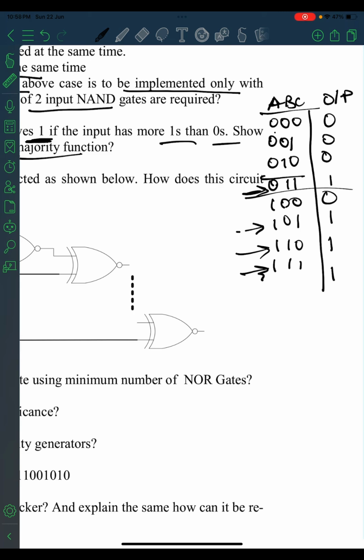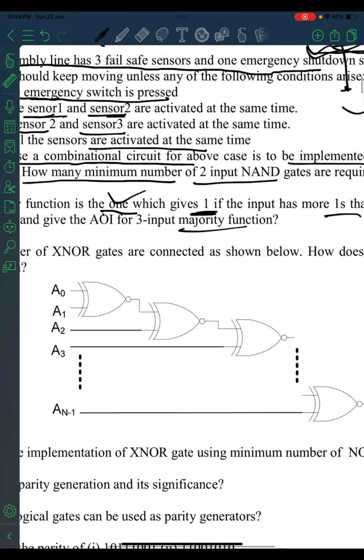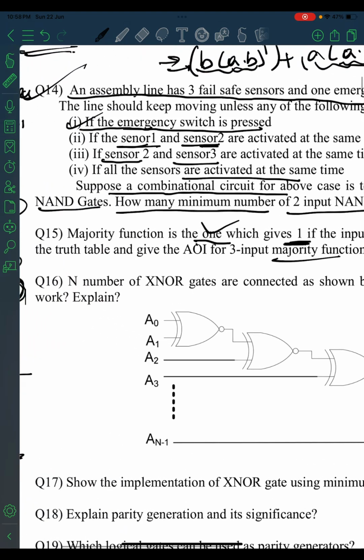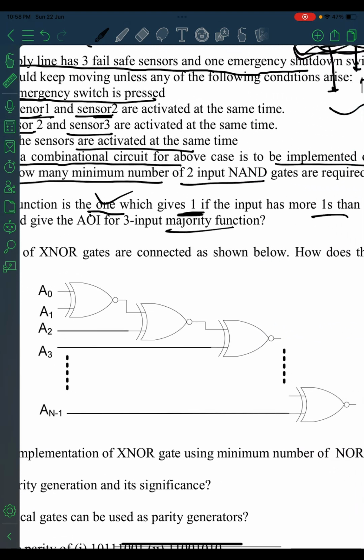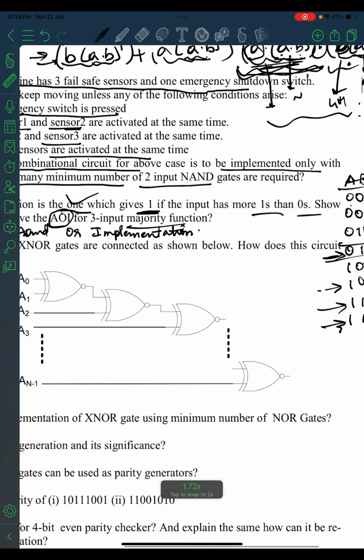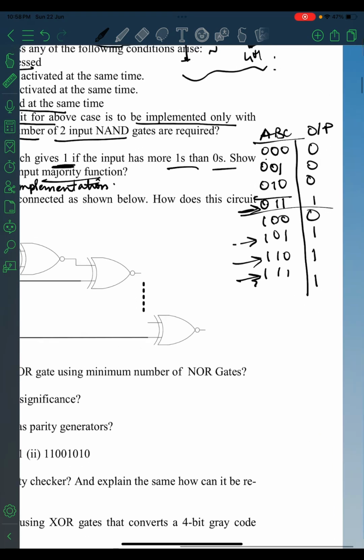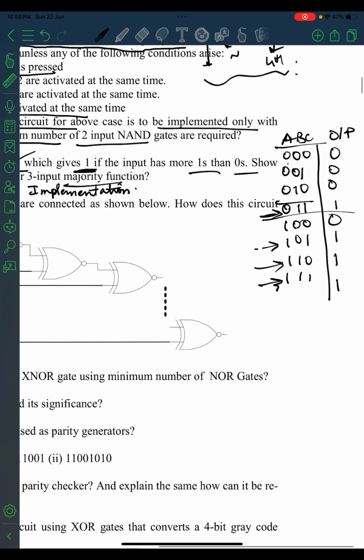So now what is asked is the AND-OR implementation. That AND-OR implementation is wrong. So again, same procedure. We need to do the K-map.